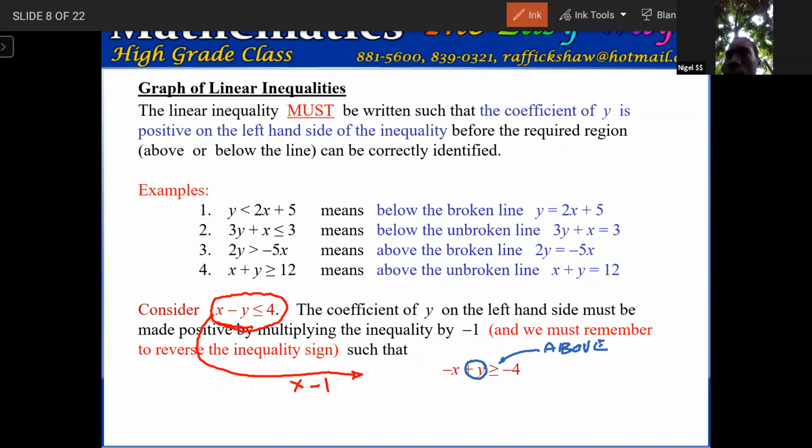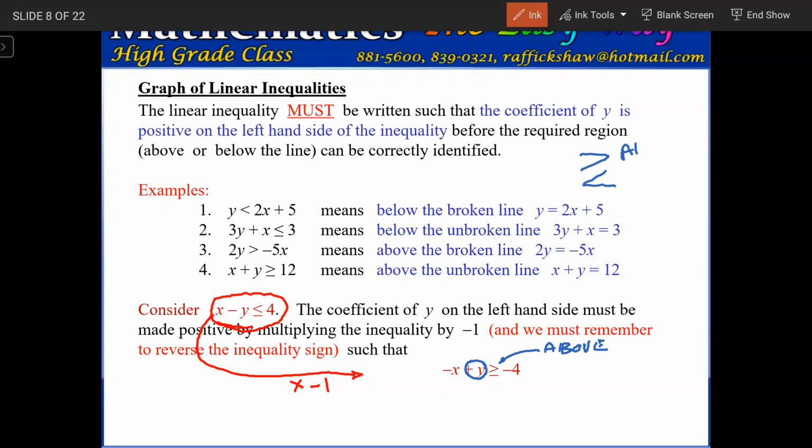When I get an inequality, work out like that, sir. You have to change it. Let me answer what I think you're asking. The rule we're using is what does greater than mean and what does less than mean. Generally speaking, greater than means above. But all I'm saying is it means above when the y is positive, when you have a positive y value on the left side of the inequality. That's all I'm saying.